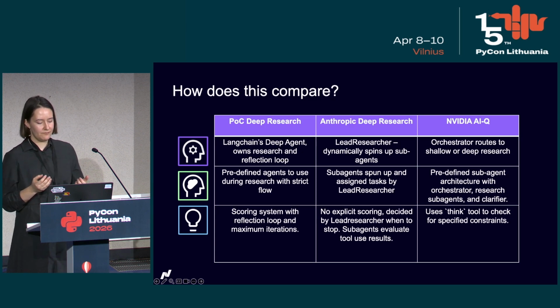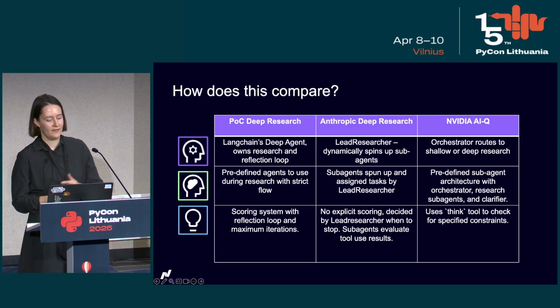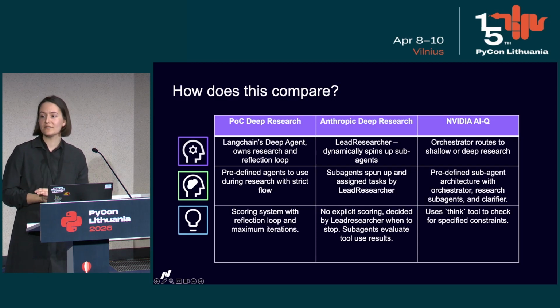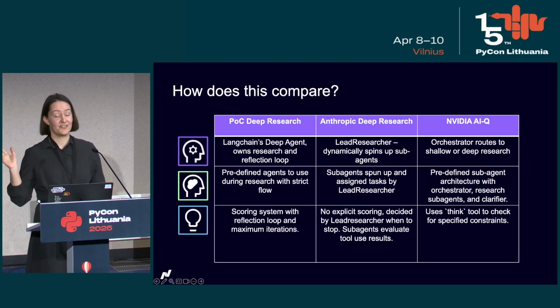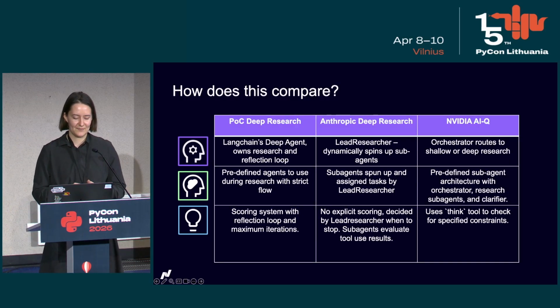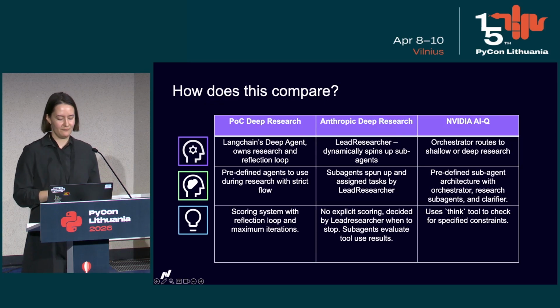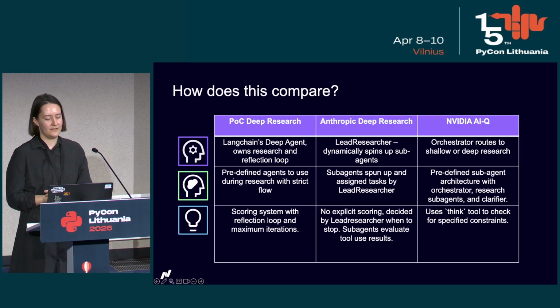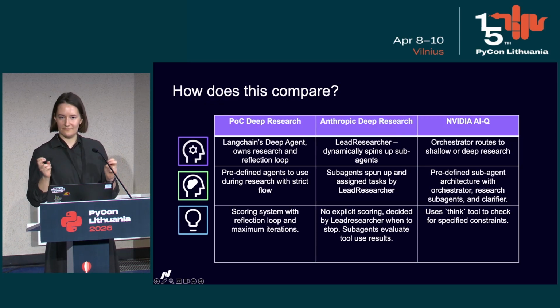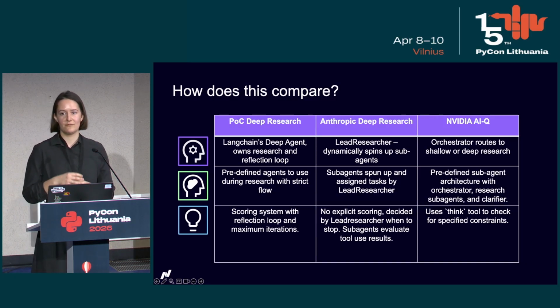And on the reflection, I use a scoring system with a reflection loop and, of course, maximum iterations so that the deep research does not run forever. Anthropic did not specify explicit scoring, but it's decided by the lead researcher when to stop. And NVIDIA has a think tool that basically checks if all the specified constraints are met.